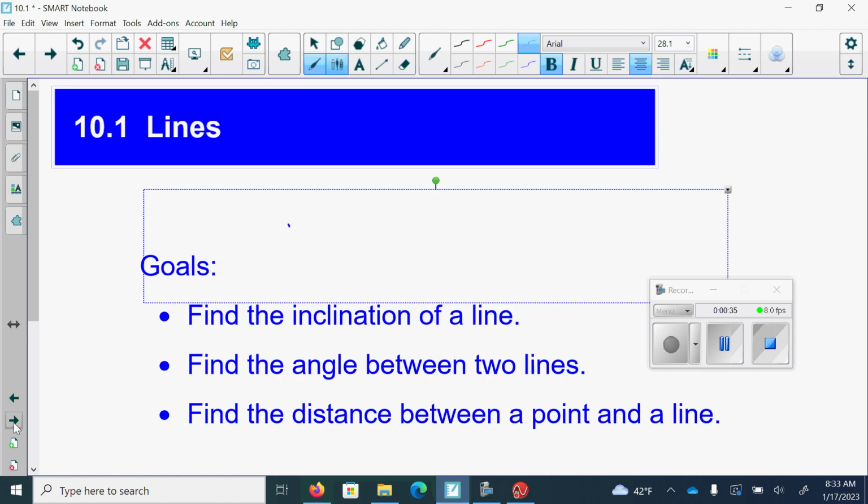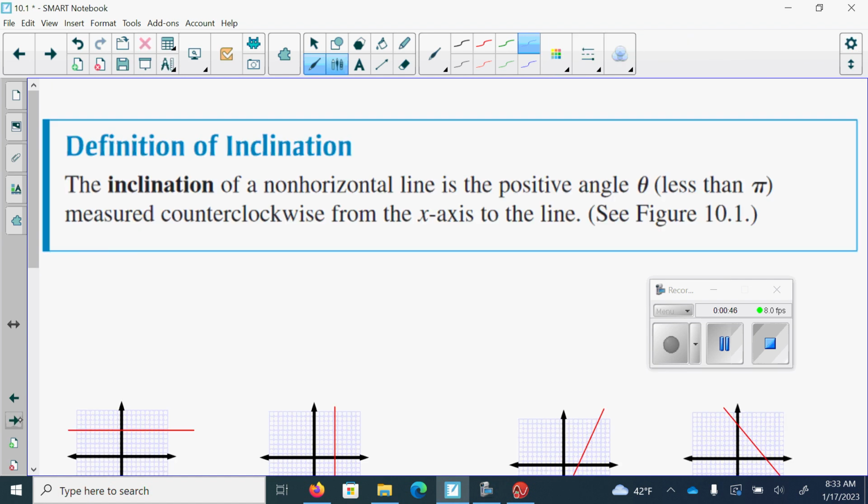All right, so in chapter 10.1, we're going over lines. So we're going to find the inclination of a line. We're going to find the angle between two lines, and then we're going to find the distance between a point and a line. So let's start off with talking about lines.